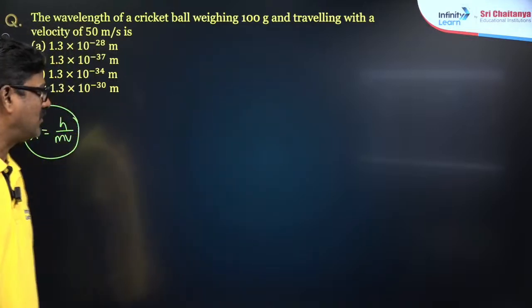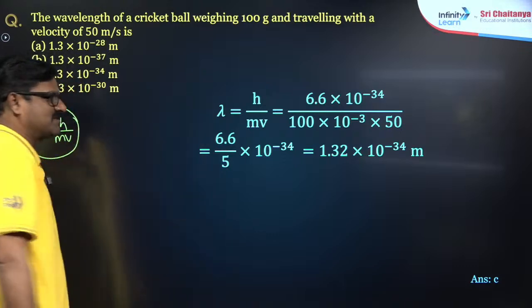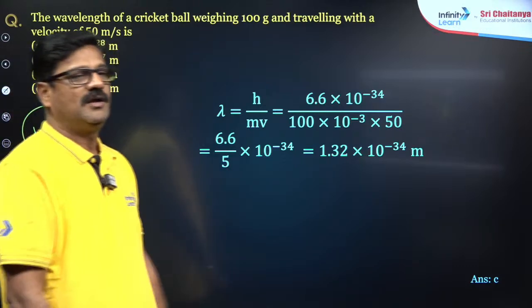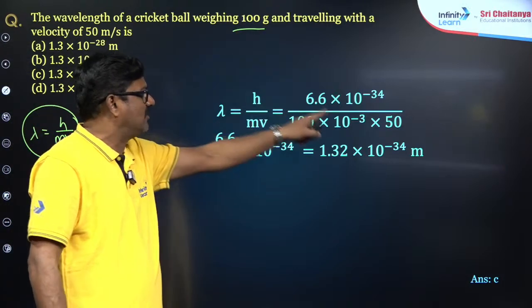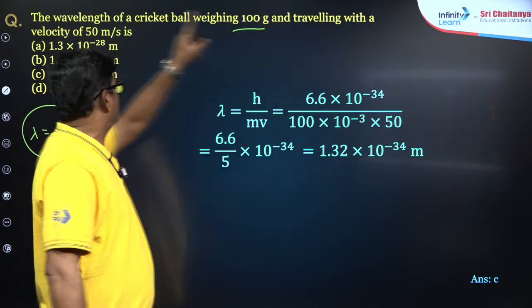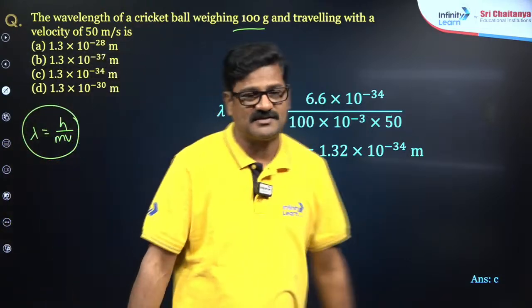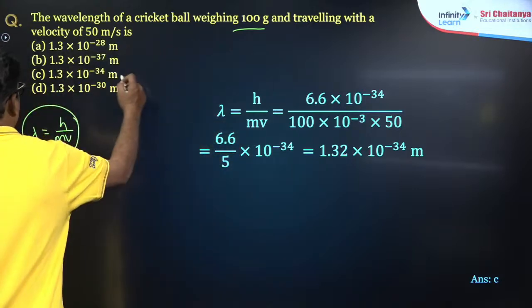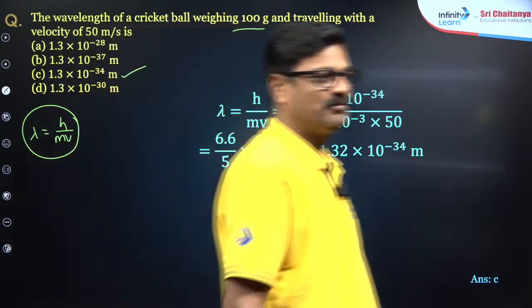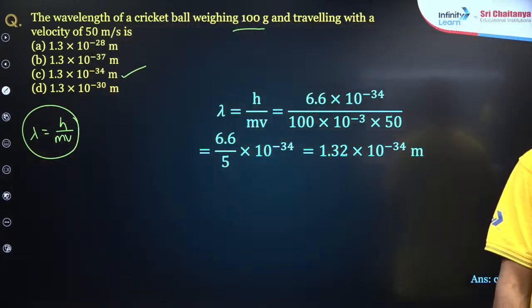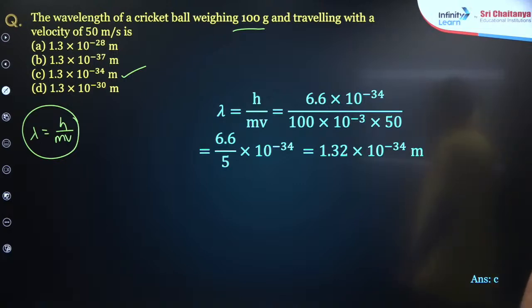Yes, Monica, come on, you can get the answer. Lambda is equal to h by mv. h is equal to 6.6 into 10 power minus 34, upon mass equal to 100 grams, convert it to kilograms. Velocity is given as 50 meters per second. On solving you are going to get 1.32 into 10 power minus 34 meter. Understood? Wonderful, clear, got it.